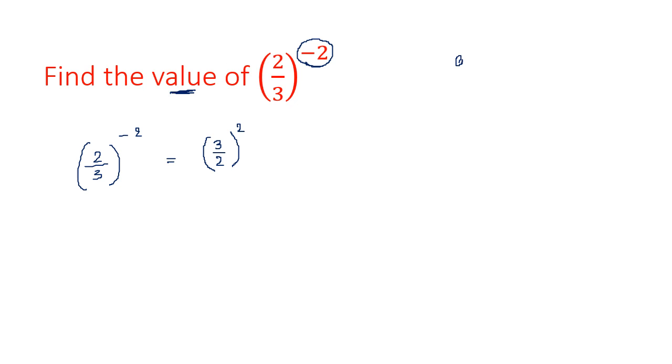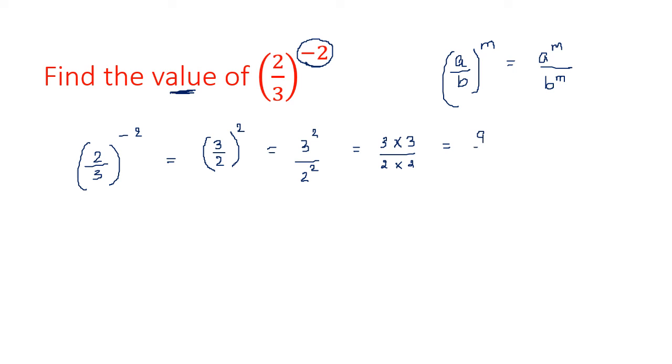Now there is a law which states (a/b)^m = a^m / b^m, which means the power is separated. So I can write this as 3 square upon 2 square. (3/2) the whole square can be written as 3 square upon 2 square, that is 3 into 3 upon 2 into 2, which gives me the answer 9 upon 4. So the value of (2/3) raised to minus 2 is 9 upon 4.